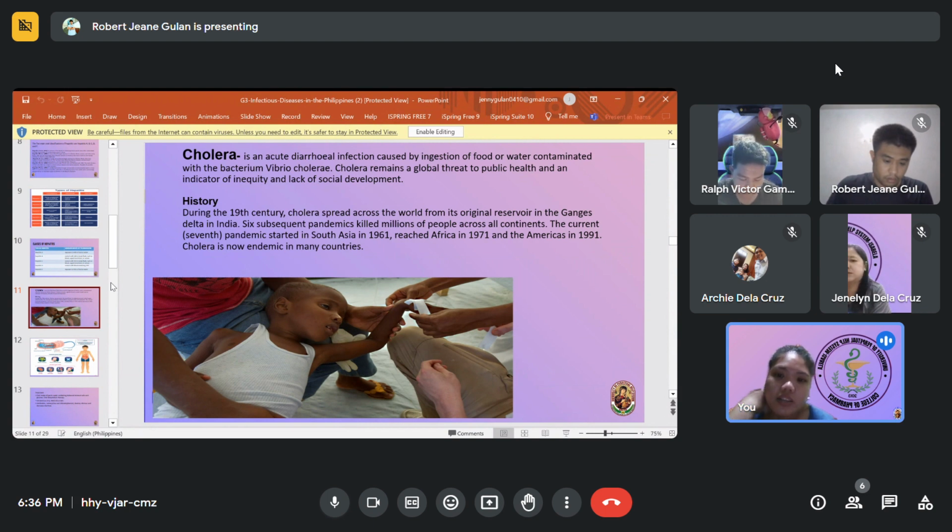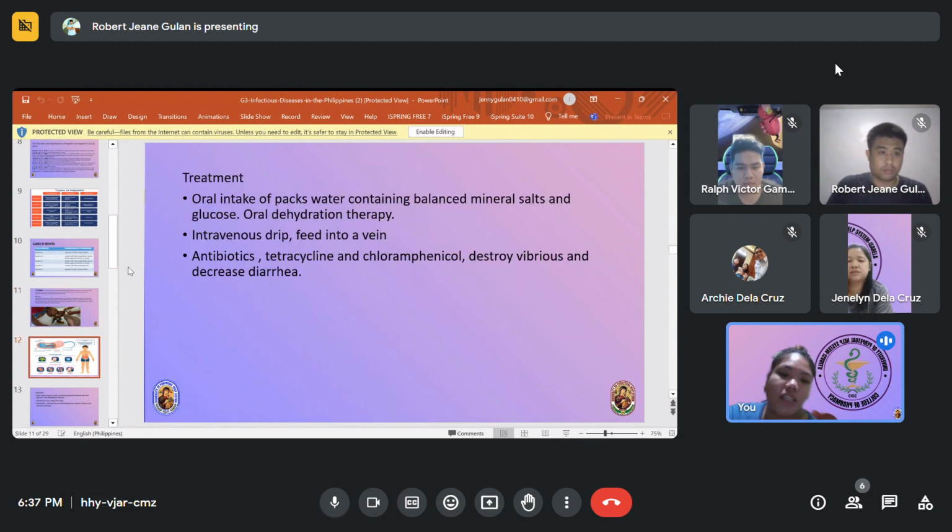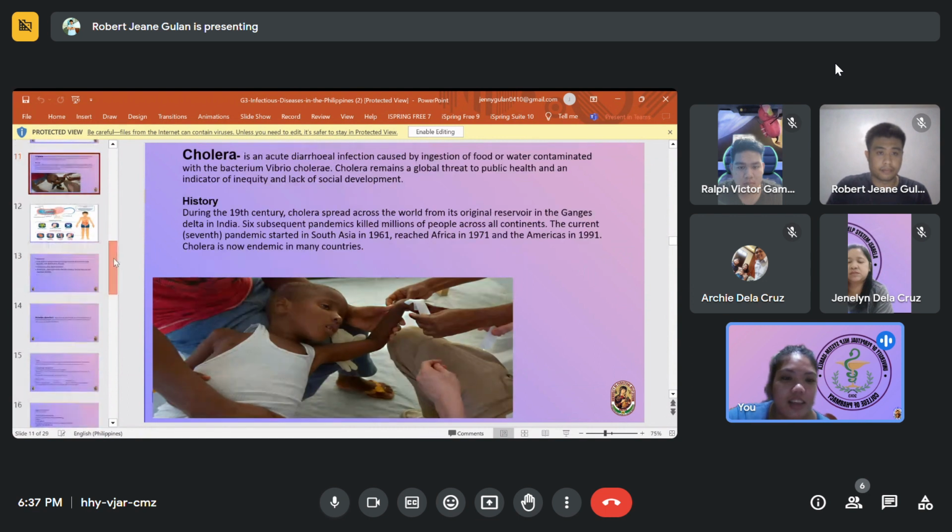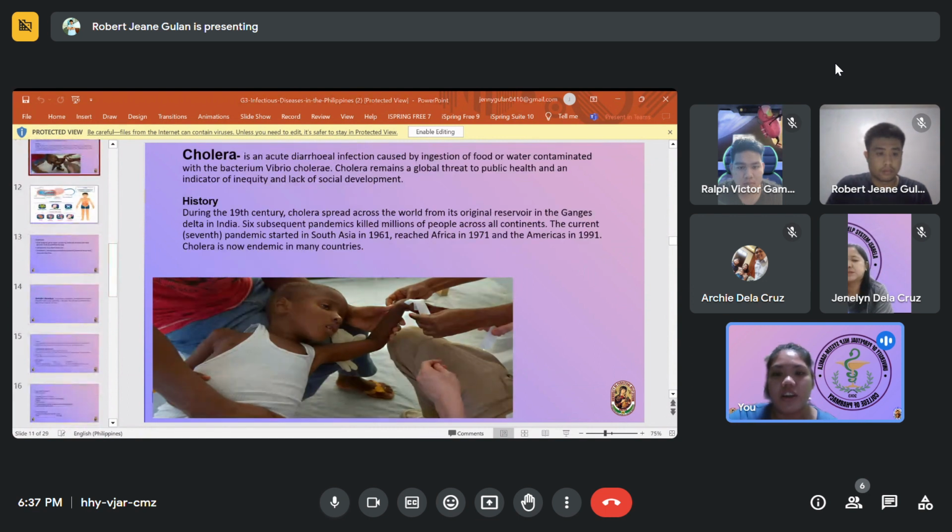History. During the 19th century, cholera spread across the world from its original reservoir in the Ganges Delta in India. Six subsequent pandemics killed millions of people across all continents. The current seventh pandemic started in South Asia in 1961, reached Africa in 1971, and the Americas in 1991. Cholera is now endemic in many countries.